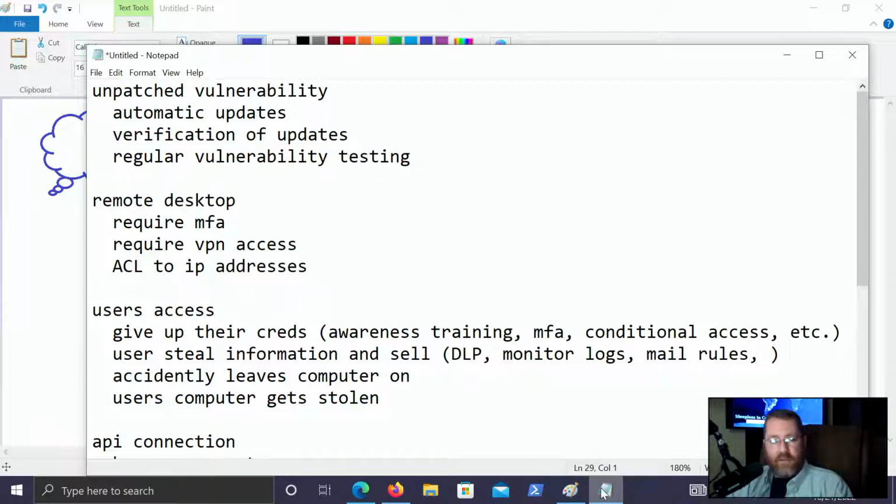When you do that risk assessment, that's where your logging comes into play. So let's look at user access here. If someone gives up their creds, or users steal information and sell it, or they accidentally leave a computer on, or a user computer gets stolen, those are the types of things you want to log. So let's pick give up their creds. That's the first one on there.